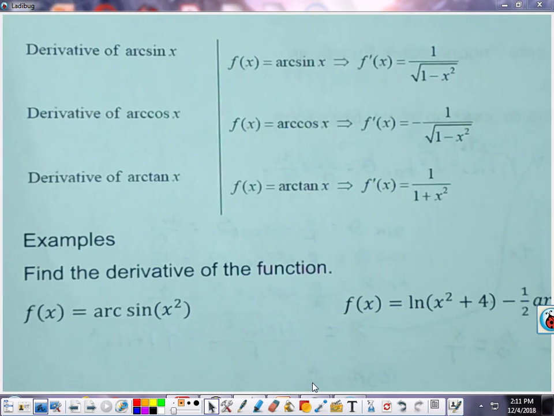Okay. So here, when it says arc sine of x squared, that means that I'm using this rule, right? But what am I putting instead of the x? X squared. And then once I substitute that in, you've got to do the chain rule times the derivative of the inside function. So you're using these three rules.